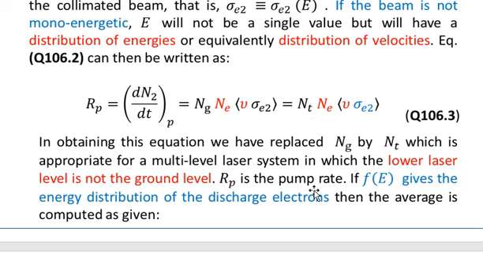So Rp is the pump rate. Now you see that if F of E gives the energy distribution of the discharge electrons, then the average is computed as given. The next point is that we have to compute the average value of V into sigma E2. For that, we are considering the distribution of electron energies, represented by F of capital E. So now we are going to calculate the average value of V times sigma E2, which is given in the next slide.